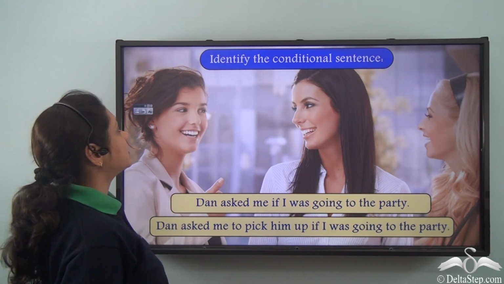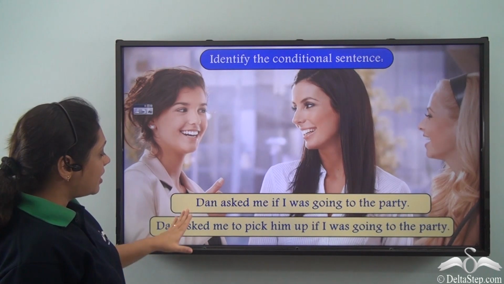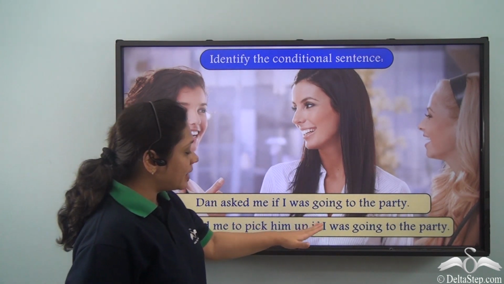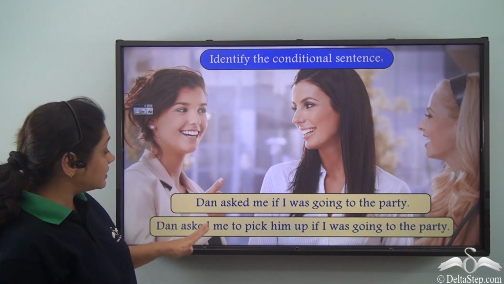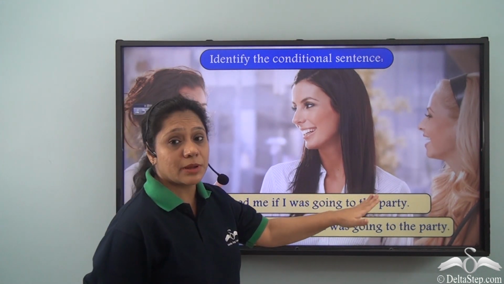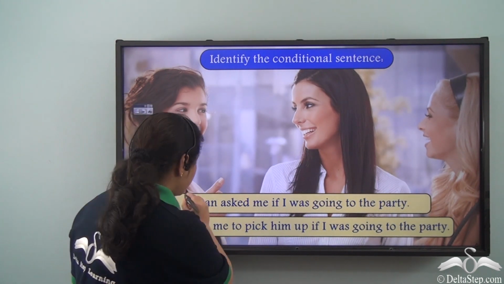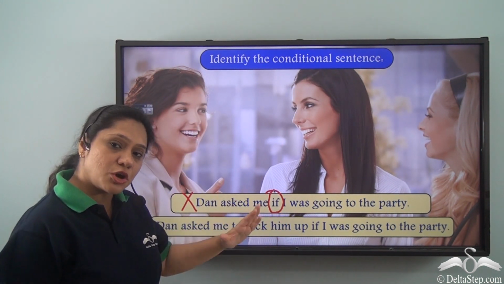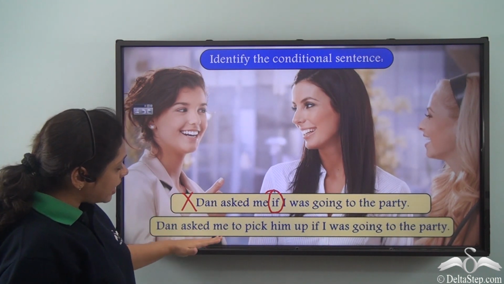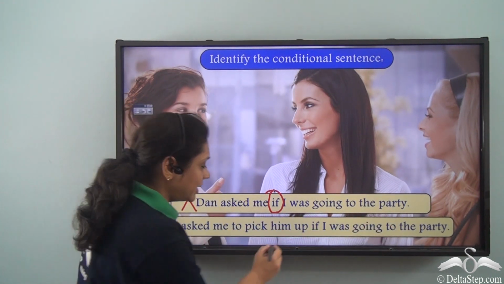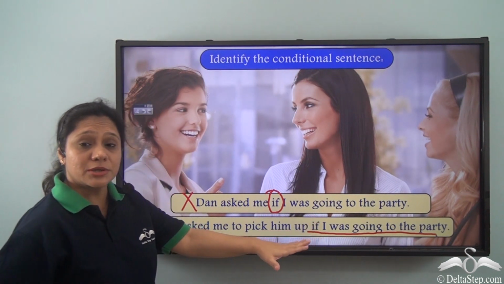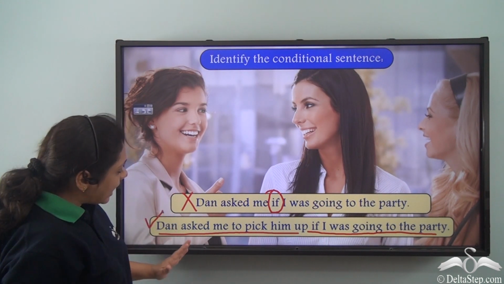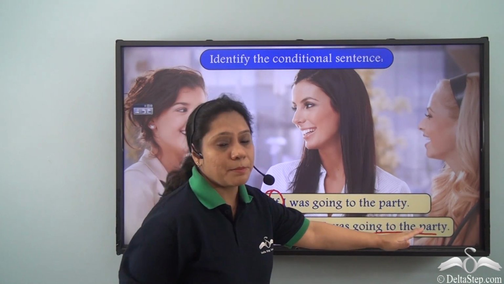So, now let us do this exercise. Identify the conditional sentence. Dan asked me if I was going to the party. Dan asked me to pick him up if I was going to the party. Now, the first sentence, Dan asked me if I was going to the party, is not a conditional sentence because the if here has been used to ask a question which can be answered in either yes or no. But in the second sentence, Dan asked me to pick him up if I was going to the party, if I was going to the party shows a condition and Dan asked me to pick him up shows the result. Hence, this sentence, Dan asked me to pick him up if I was going to the party, is a conditional sentence.